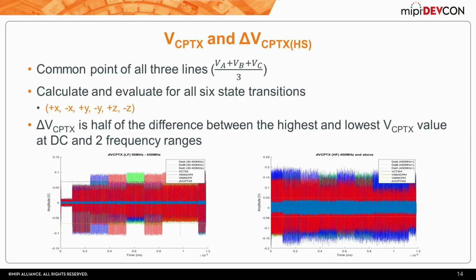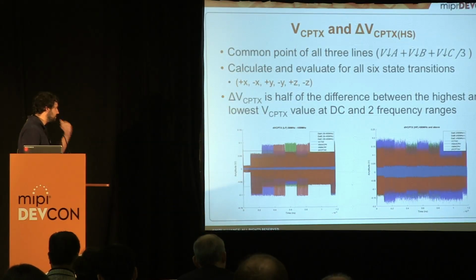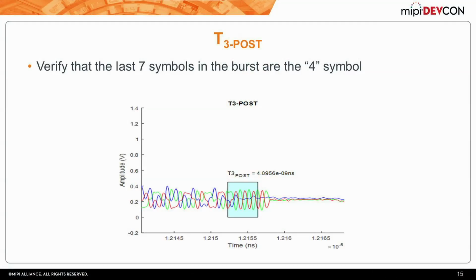I thought that was relatively interesting to see, whereas in D-PHY, if you looked at a similar graph, your common mode emissions would be dependent on the data. So you evaluate this at DC, so sub 50 megahertz, then bandpass filter for 50 to 450, and then high pass filter above 450 megahertz. The reason you do this is because you're interested in different frequency emissions that you would see in your device, and they have different acceptable value ranges for each of them. And finally, you just verify that the last 7 symbols in the burst are the 4 symbol.